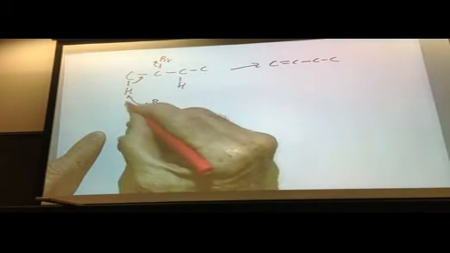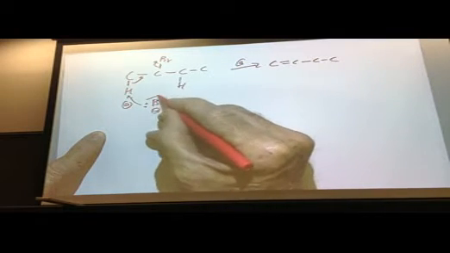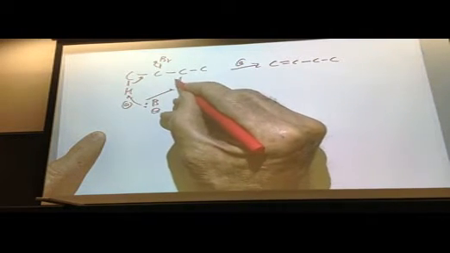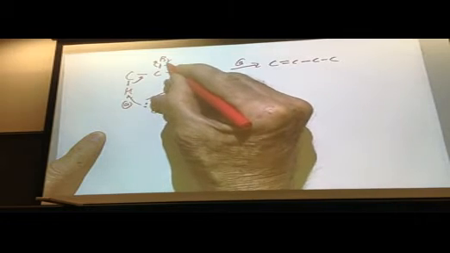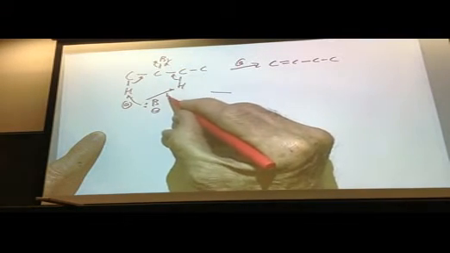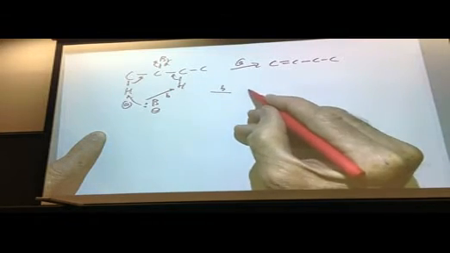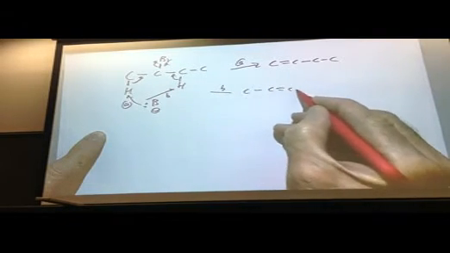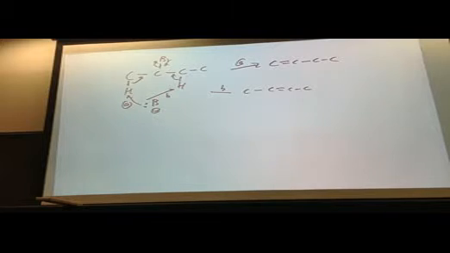Let's just say this is pathway A. But suppose the base attacks this hydrogen, and this pair of electrons flips up and this leaves. Well, that would be pathway B, let's say. Pathway B would be this one. So which would be the major product, path A or path B?